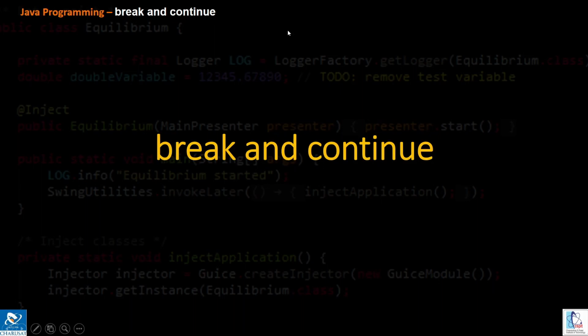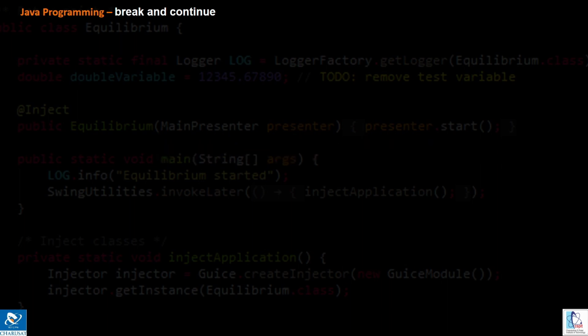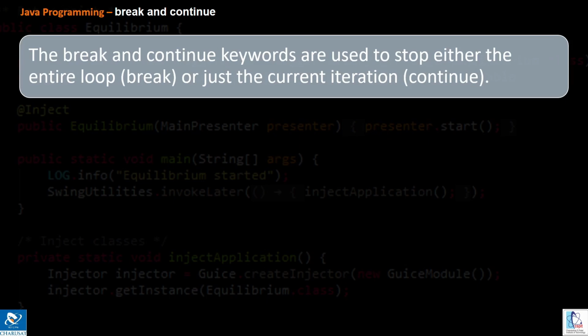In this video, we are going to learn about the break and continue keywords of the Java programming. So let's see what that is. The break and continue keywords are used to stop either the entire loop. In that case, you have to use break to stop the entire loop. And if you just want to stop the current iteration, then you should use the continue keyword. Let's try to understand this with the help of an example.